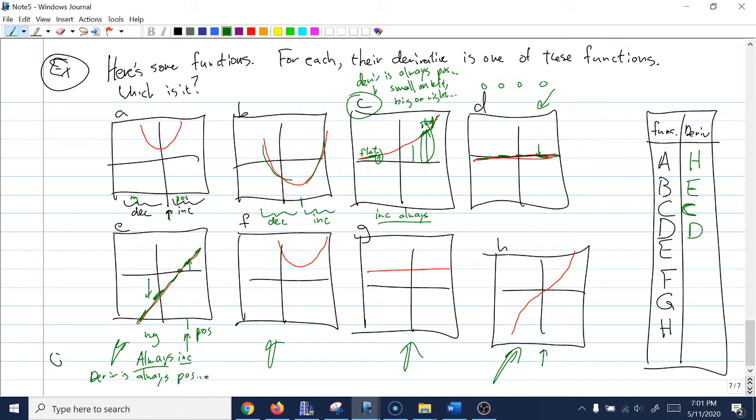But it won't have small parts and big parts, it will always be the same height, whatever it is. Well, that's G. G is a positive number all the time, and it is the same positive number all the time. Whatever steepness you're thinking of, it is that steepness constantly. So the derivative of E looks like G.